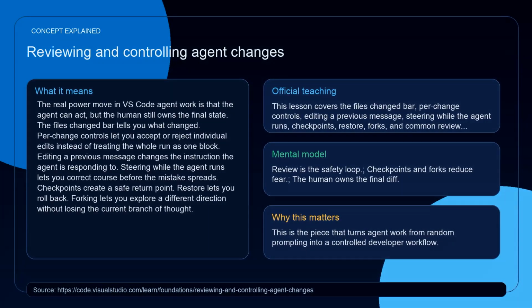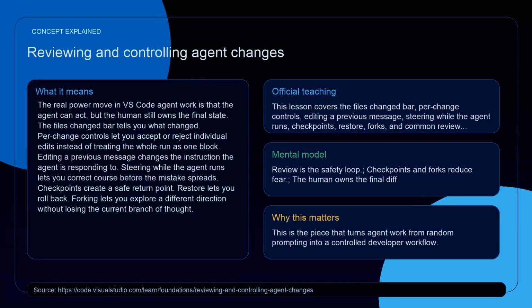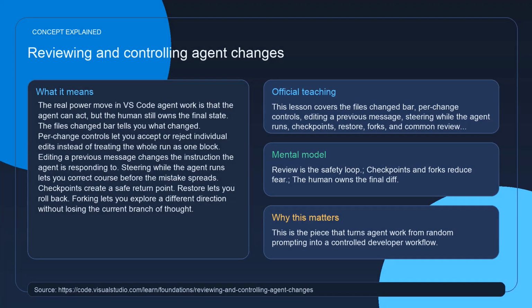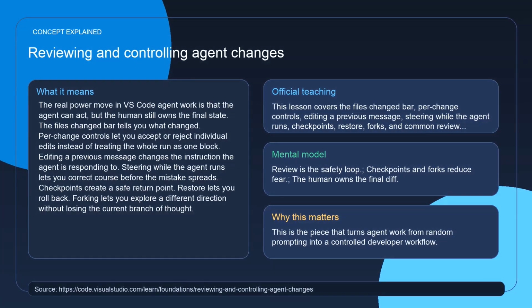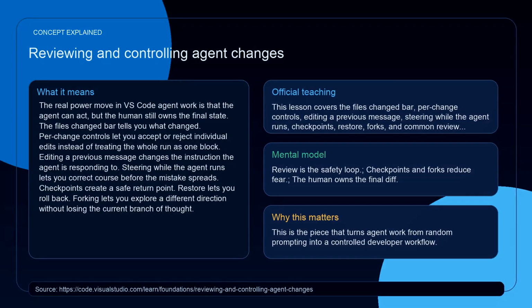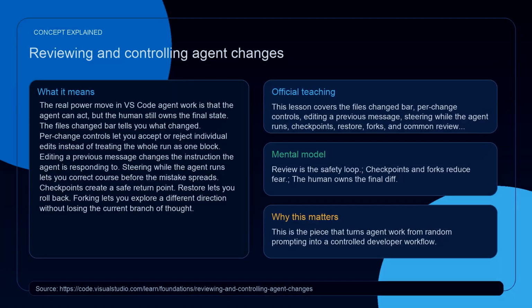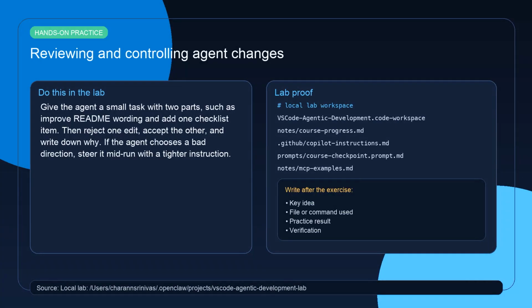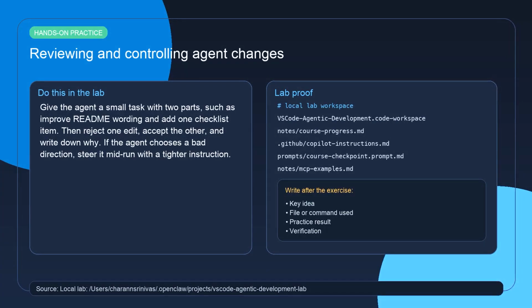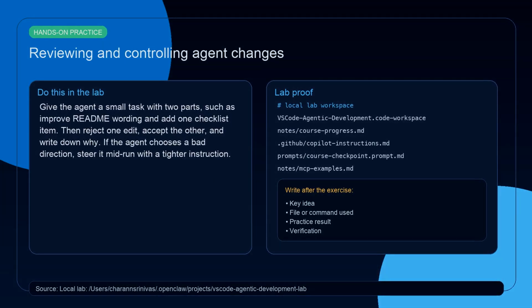Editing a previous message changes the instruction the agent is responding to. Steering while the agent runs lets you correct course before the mistake spreads. Checkpoints create a safe return point. Restore lets you roll back. Forking lets you explore a different direction without losing the current branch of thought.